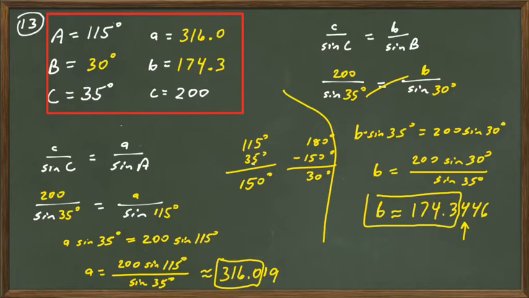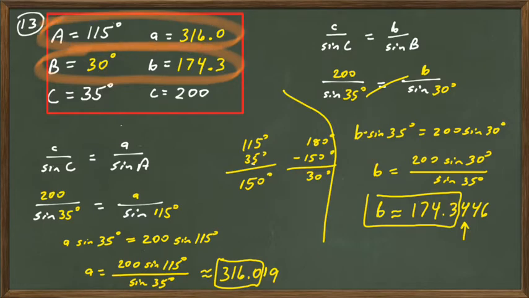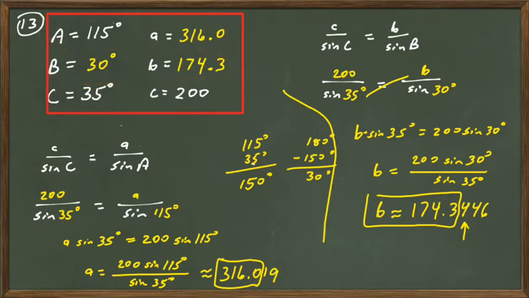Smallest angle is 30, right? Is that the smallest side? Biggest angle is A. Is that opposite the biggest side? So we've got 13 done correctly.